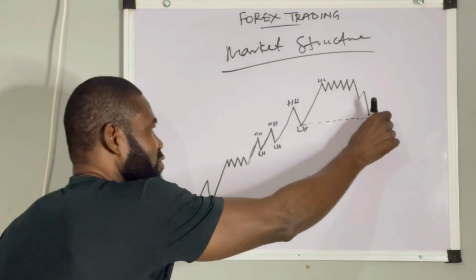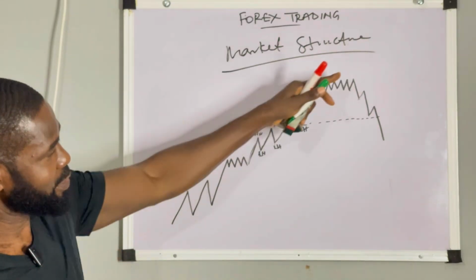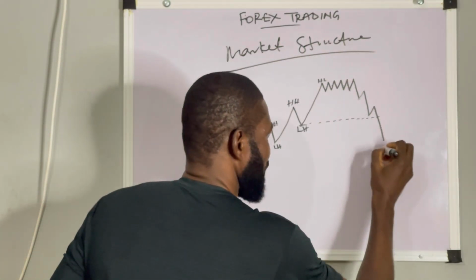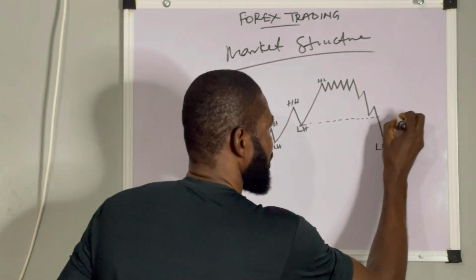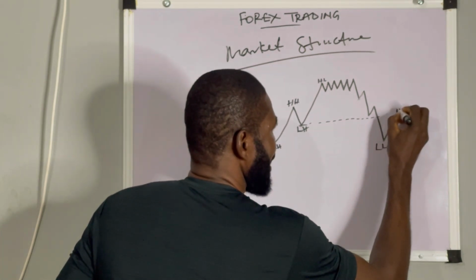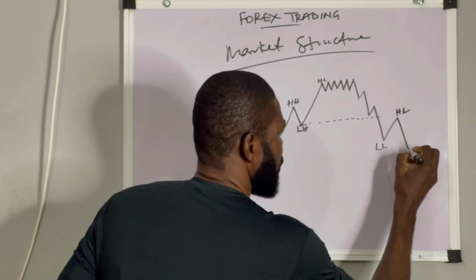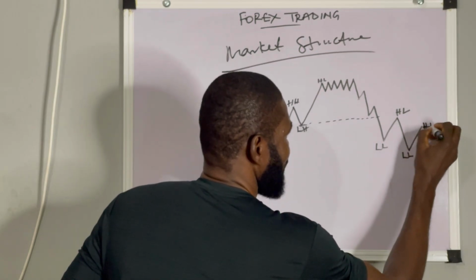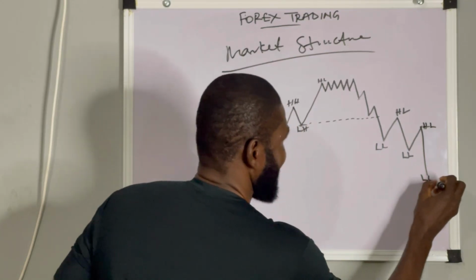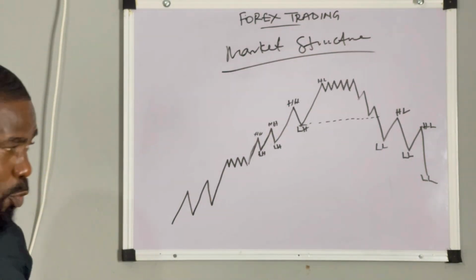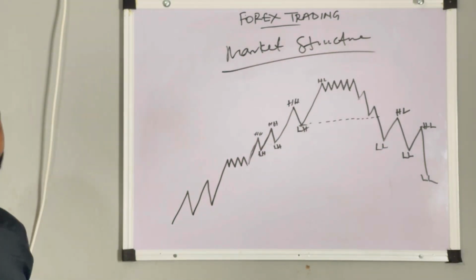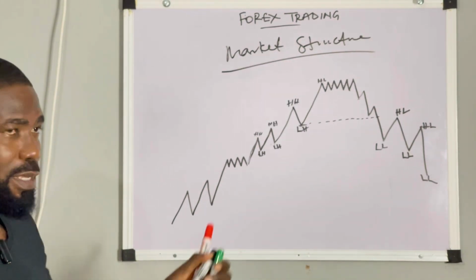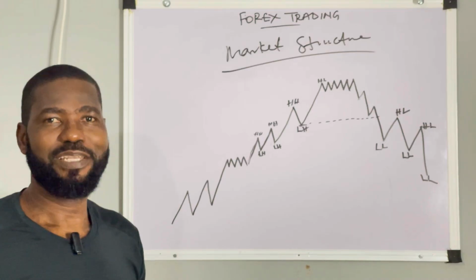So this impulsive movement invalidates this uptrend. Now the market will start going down. So this one is now lower low, higher low, lower low, higher low. Then the market continues like that. So once you know how this market moves, you can take informed decisions as regards forex trading.